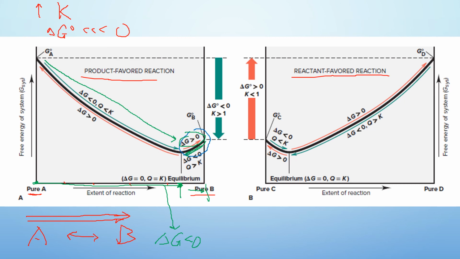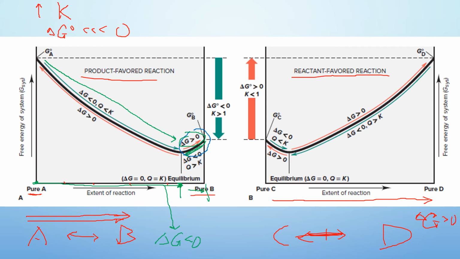Similarly, for a reactant favored reaction, everything will be the opposite. If you look at this curve here, you have pure C to pure D, so C generating D. But in this case, if you proceed from left to right, you see the G value actually increases. So your delta G is greater than 0. That is not spontaneous, meaning C to D is not preferred.